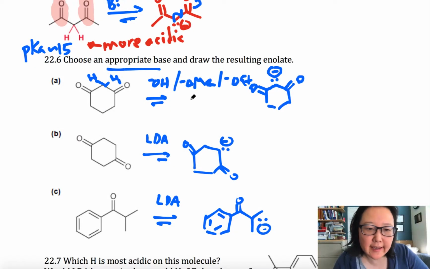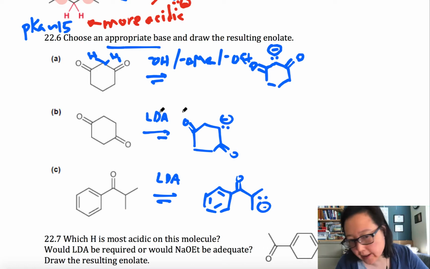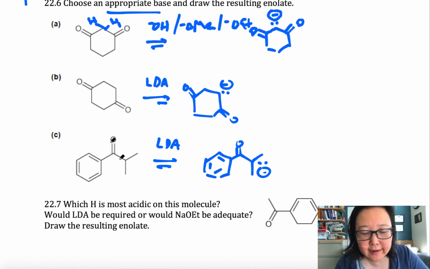Okay, so for these, I found that this is not stabilized. These are not beta to each other. So that's going to be treated like a regular single carbonyl here, and here as a single carbonyl there. So these pKa's are not going to be as low as these. So in that case, let's use a stronger base, LDA, and we'll just get one of those enolates that are possible. And then over here, the only alpha hydrogen is here. So it's just one carbonyl, so we'll use LDA as well.